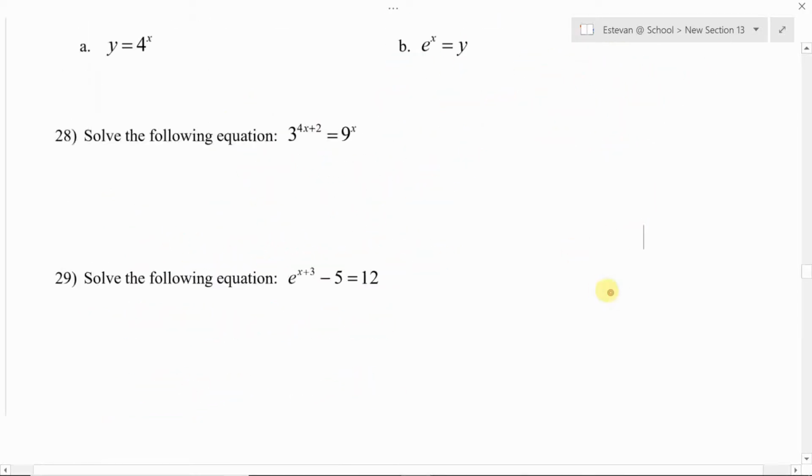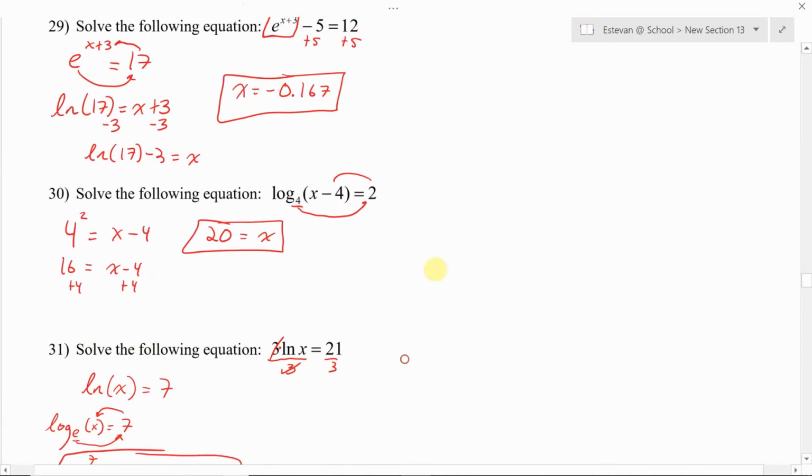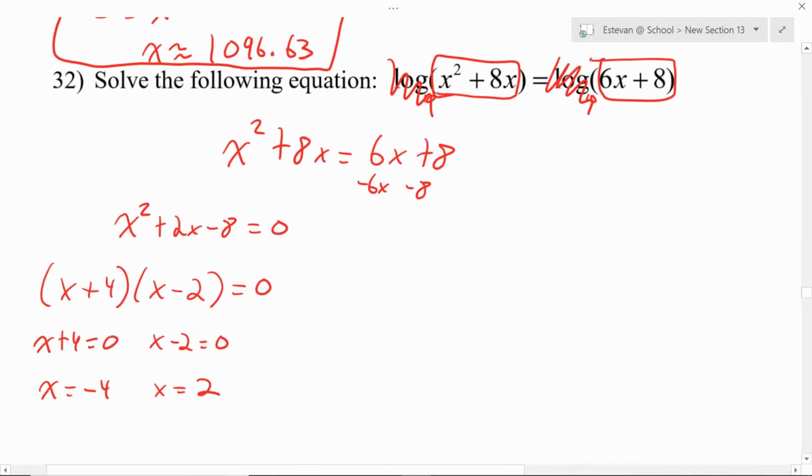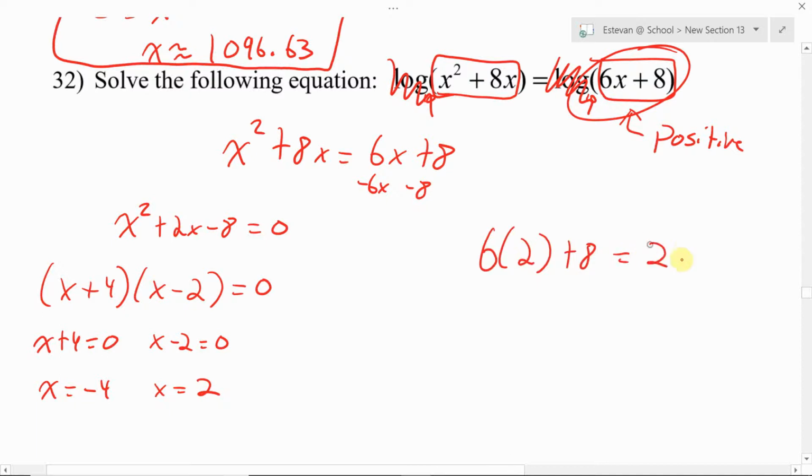When we're dealing with logs, make sure that the argument always has to be positive. So once you substitute x in for the argument, make sure it's remaining positive. So I'm going to substitute 2 in for x. You could pick either one. I'm going to use the 6x plus 8. I do 6 times 2 plus 8. That results in 20. So it turned out to be a positive number.